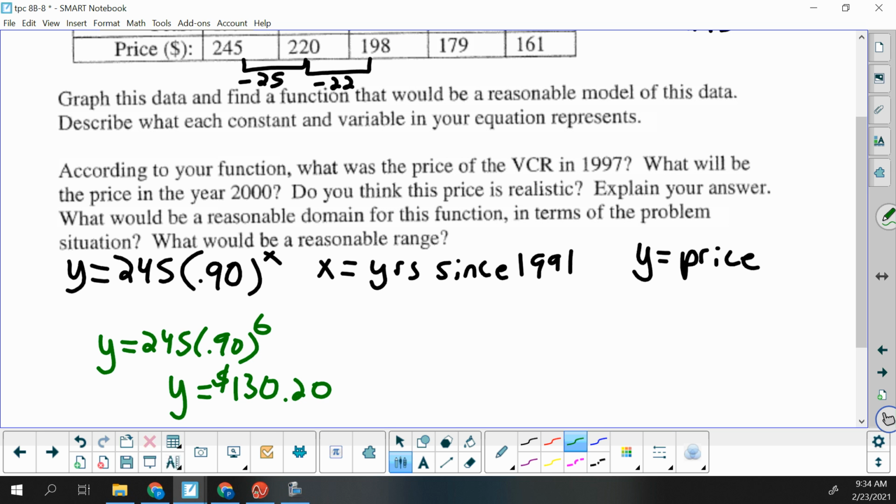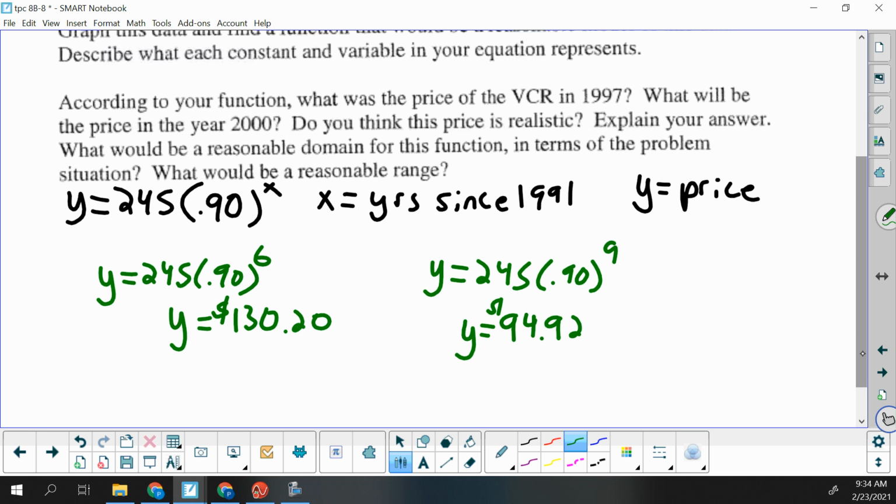Well, the next one, what will be the price in the year 2000? 2000 is 9 years since 1991. So we'll have y equals 245 times 0.90 to the ninth. And this one would give us $94.92. And it seems realistic that the price should decrease over time.